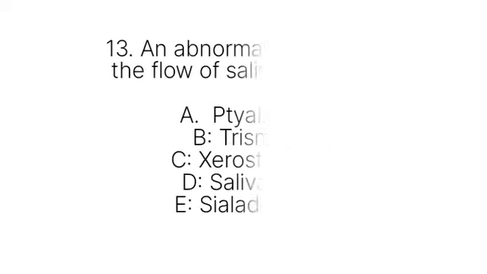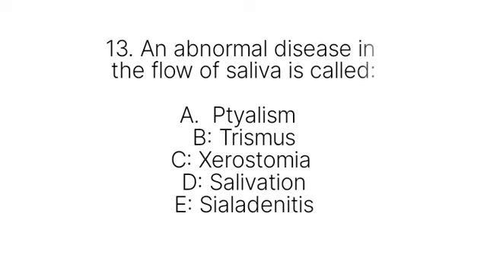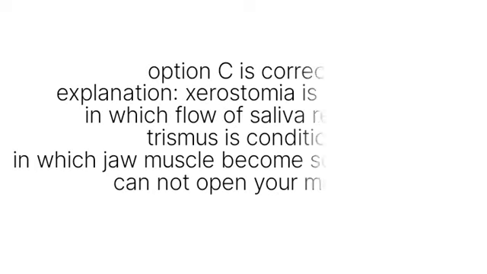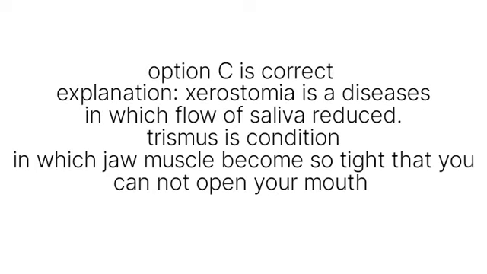13. An abnormal disease in the flow of saliva is called A. ptyalism, B. trismus, C. xerostomia, D. salivation, E. sialadenitis. Option C is correct. Explanation: xerostomia is a disease in which flow of saliva is reduced. Trismus is a condition in which the jaw muscle becomes so tight that you cannot open your mouth.